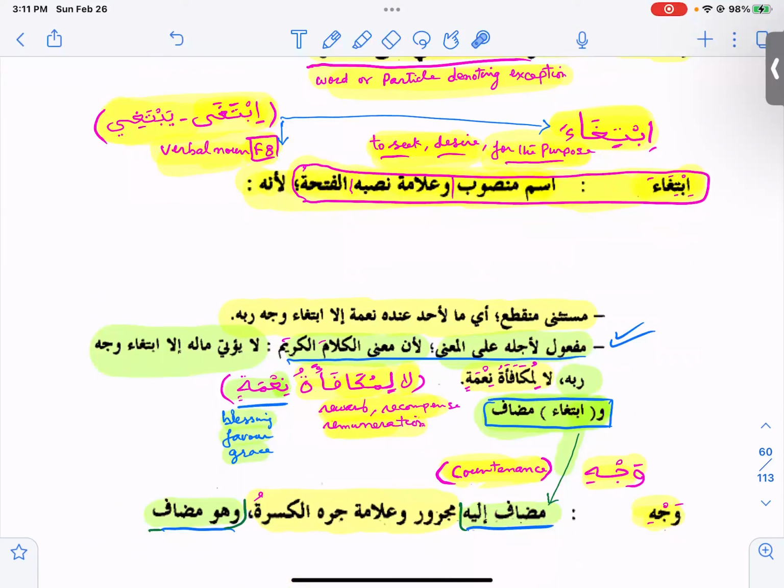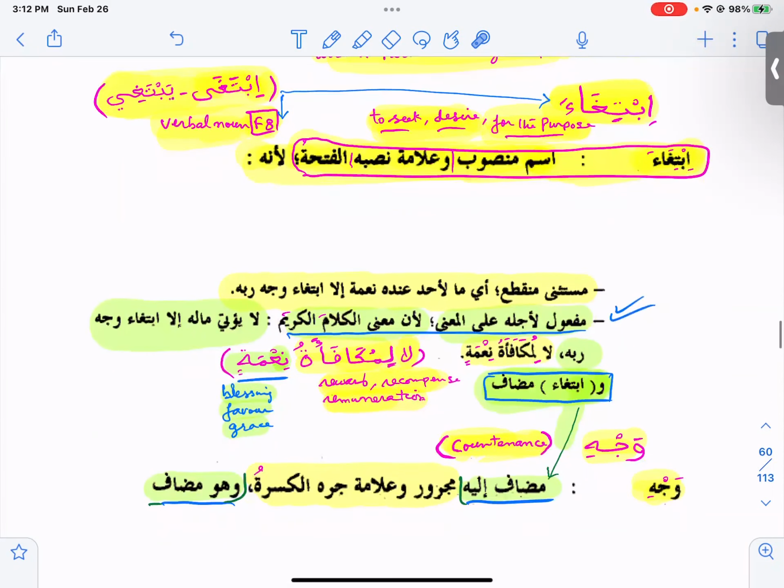I'm only taking one. Maf'ulun li ajlihi, ala ma'na li anna ma'na kalami karimi la yu'ti malahu illa ibtigha'a wajhi rabbihi, la li mukafa'ati ni'mati. La mukafa'at ni'mati means no reward, recompense, remuneration. Ni'mati: blessings, favor. La yu'ti: he does not give. Ata yu'ti, to give, to bestow. La yu'ti malahu, he does not give his wealth except ibtigha'a wajhi rabbihi.